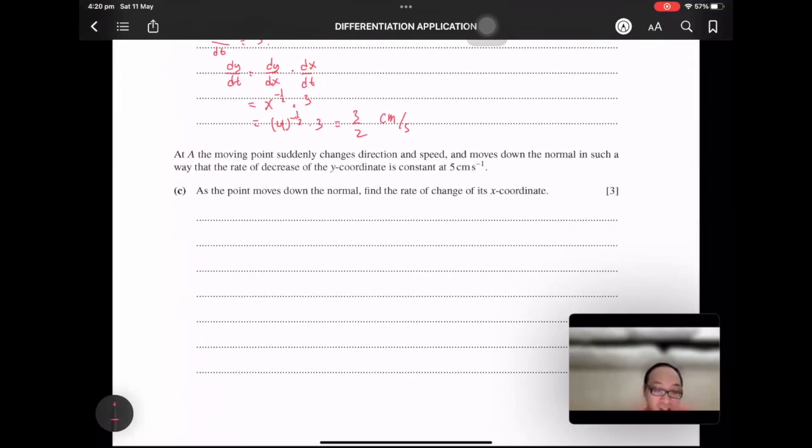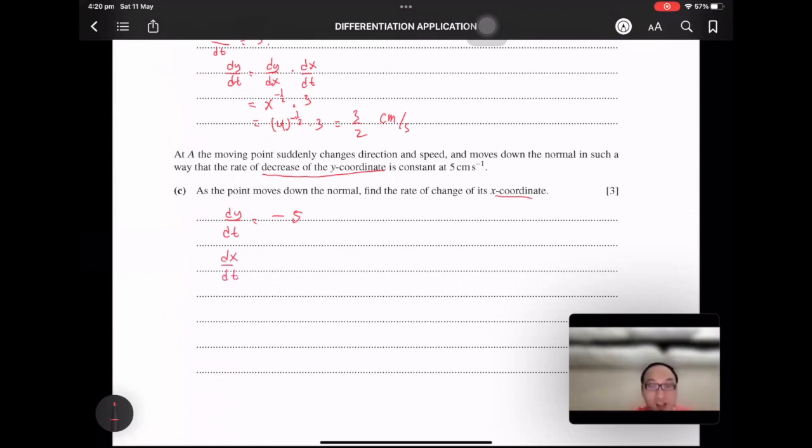At A, the moving point suddenly changed direction and moved down the normal in such a way that the rate of decrease of the y-coordinate is 5. So now dy/dt is equal to negative 5. This is negative because it is a decrease. As the point moves down the normal, find the rate of change of its x-coordinate. So we find dx/dt.